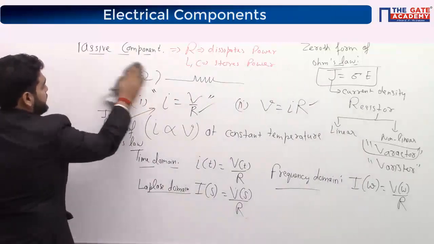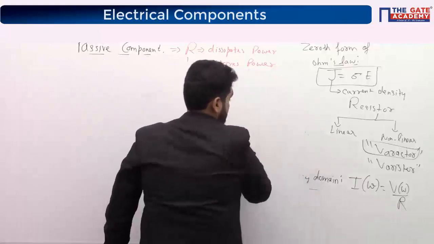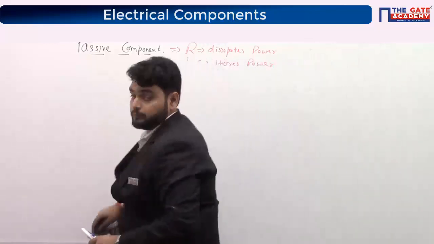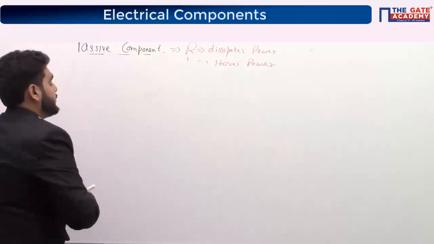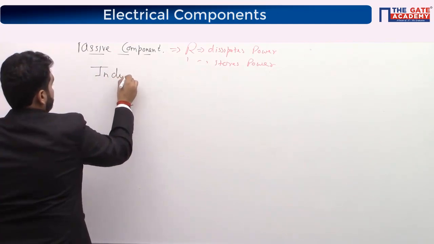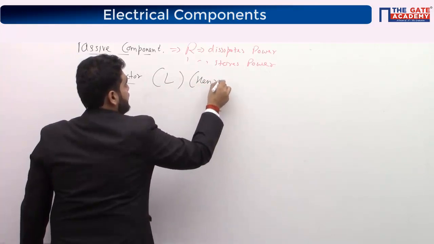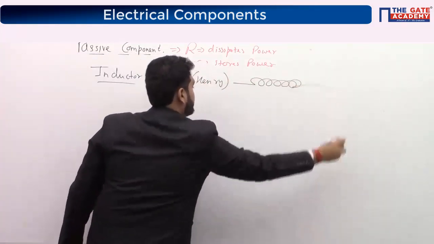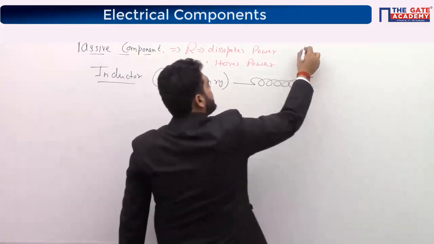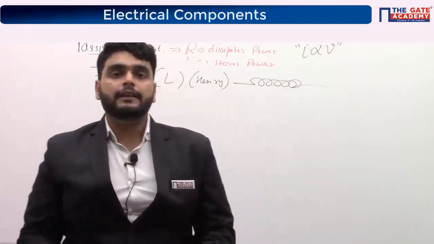Now, after the resistor, we have the inductor. You all know the inductor is represented by L, and its unit is Henry. In a resistor, we have the relation that I is directly proportional to V. Then I can say this is a linear resistor.